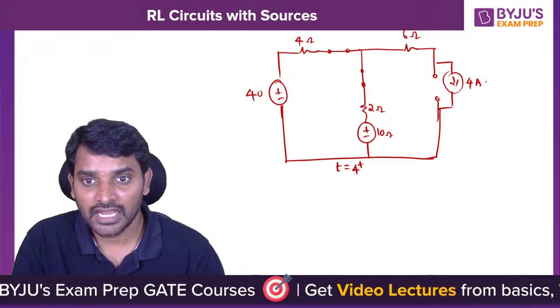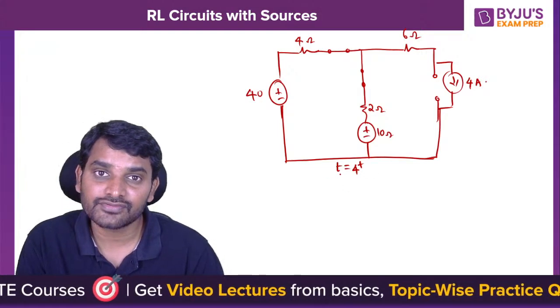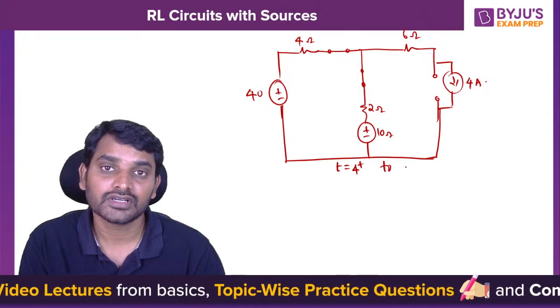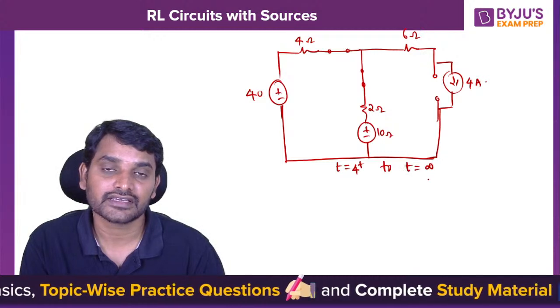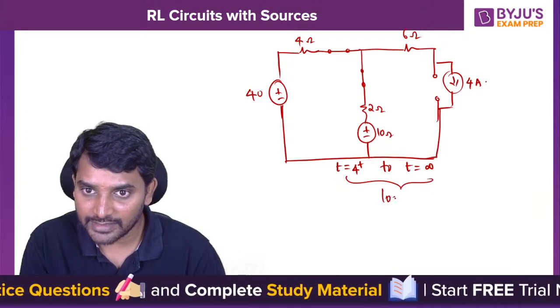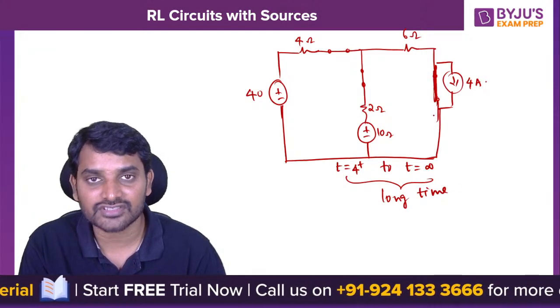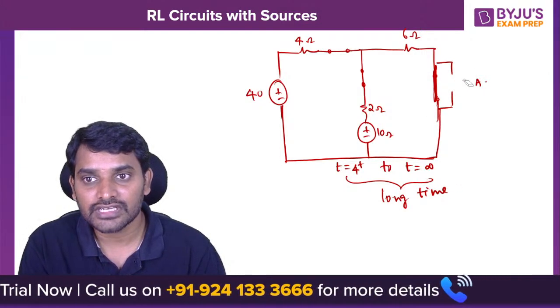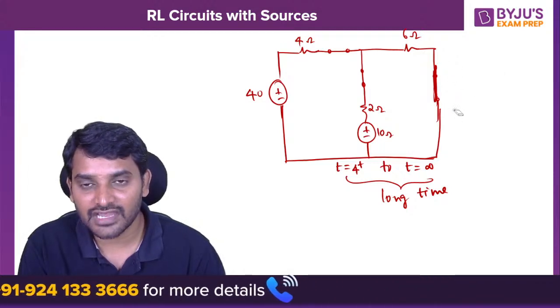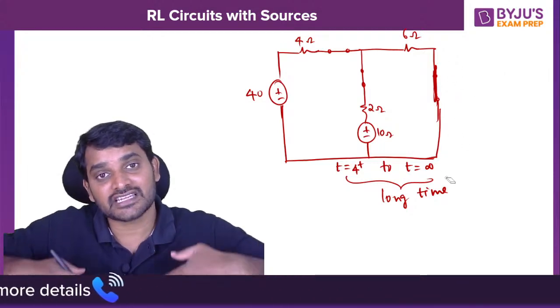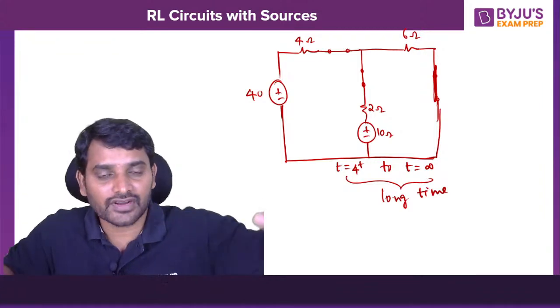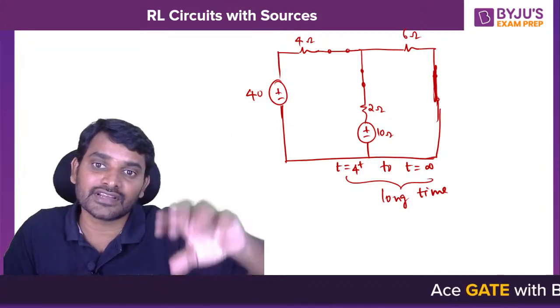There is no change. Now, from t equals 4 plus to t equals infinity, if you allow it for a long time, then the inductor will behave like a short circuit. So it is going to lose its previous value and attain a new value, from the 4 ampere state.